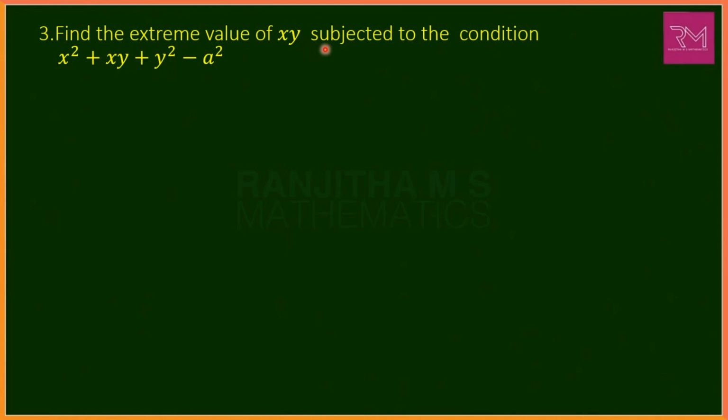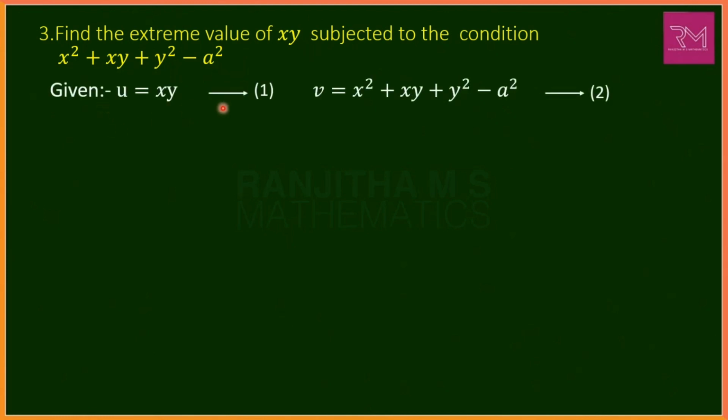Find the extreme value of x into y subjected to the condition x square plus xy plus y square minus a square. First take u as xy, call this equation number 1, and v as x square plus xy plus y square minus a square, call this equation number 2.